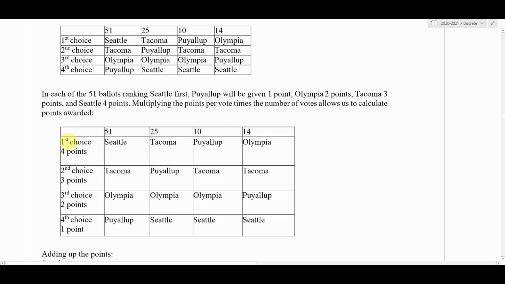So the first thing you want to look at in these Borda count type situations, you want to look at how many choices you have, because that'll kind of tell you how to set up your points. So if you only had 3 choices, you would go 3, 2, 1.